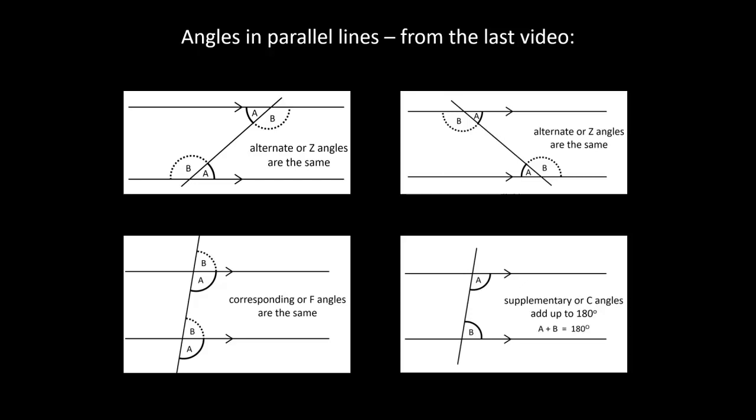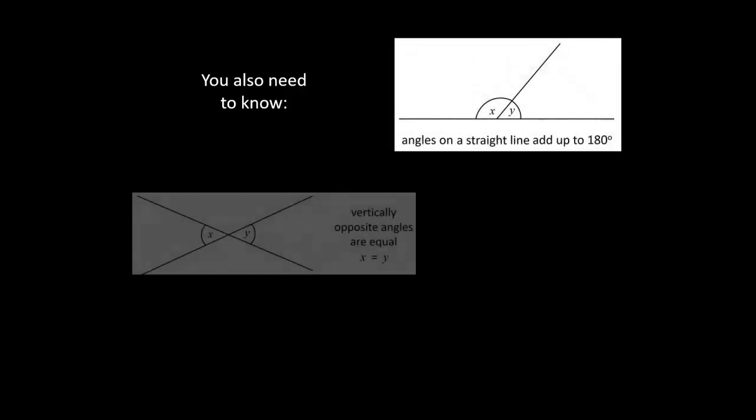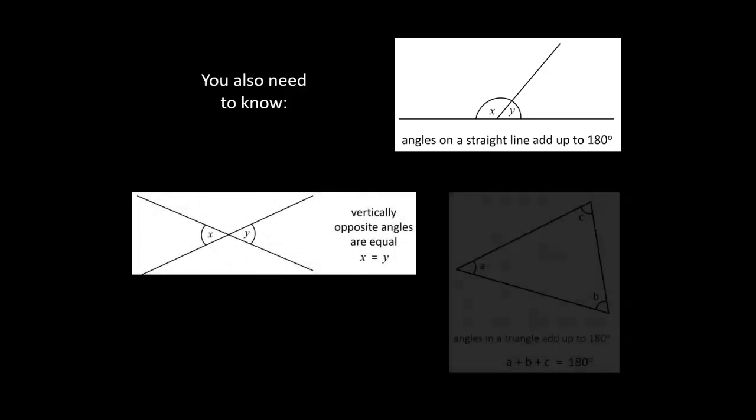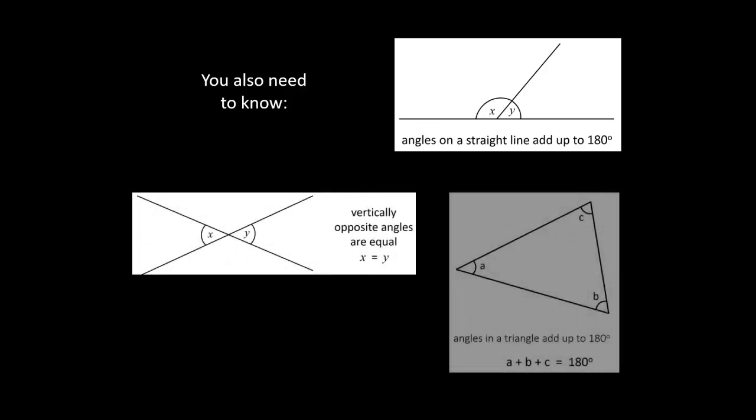Okay, now there's also some other stuff you need to know. Angles on a straight line add up to 180 degrees. So there could be two or more angles, but they add up to 180. And opposite angles are equal. So when you get the X shape, then the two opposite angles are equal. And the one that everyone knows, angles in a triangle add up to 180 degrees.